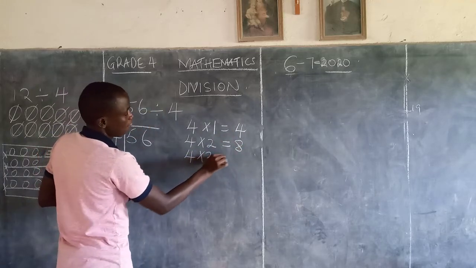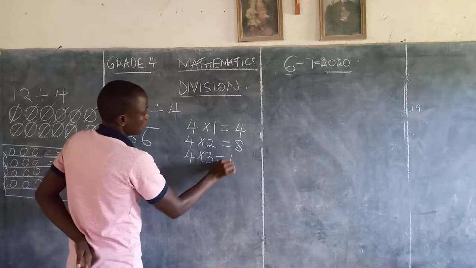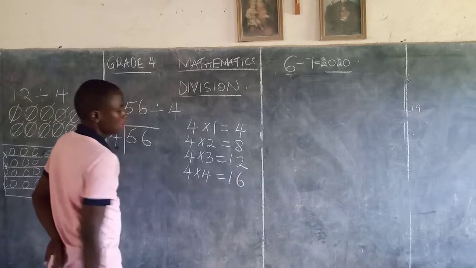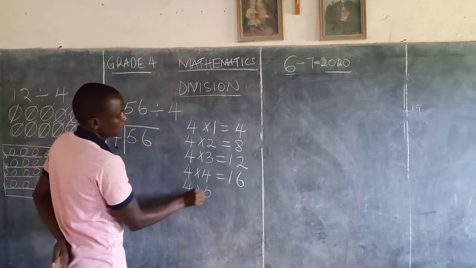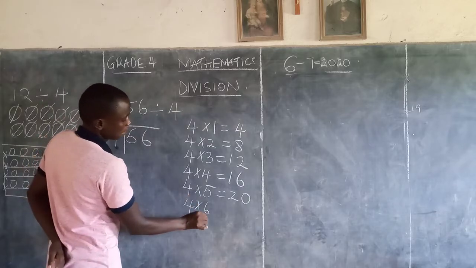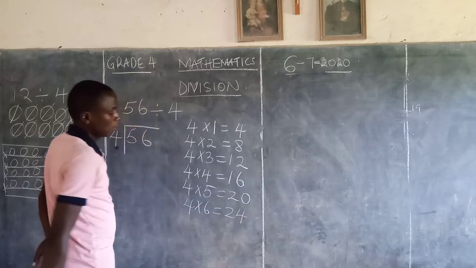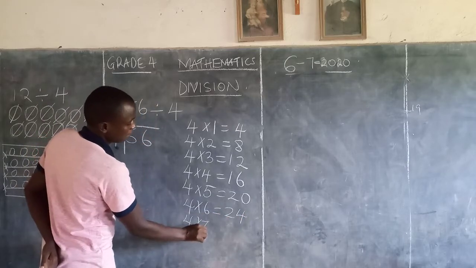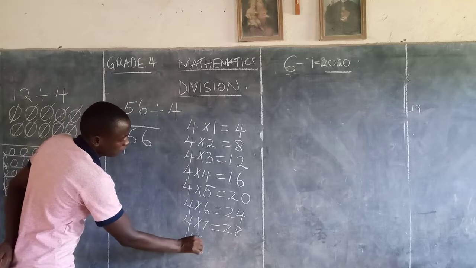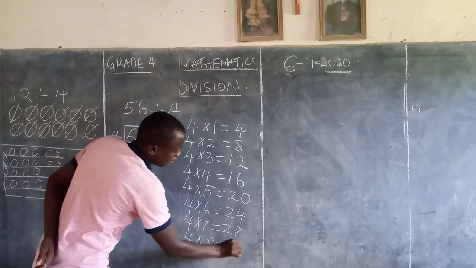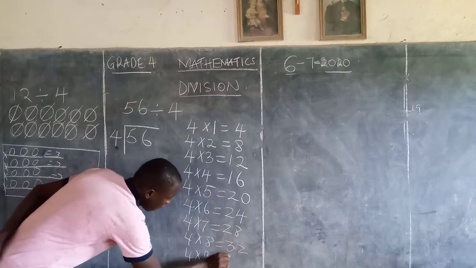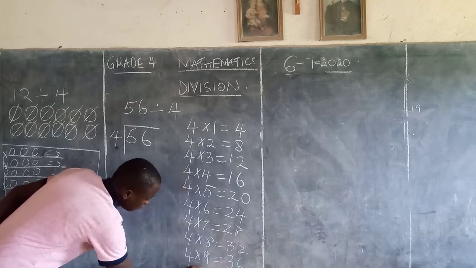4 times 3 is equals to 12. 4 times 4, 16. 4 times 5, 20. 4 times 6, 24. 4 times 7, 28. 4 times 8, 32. 4 times 9, 36. 4 times 10, 40.